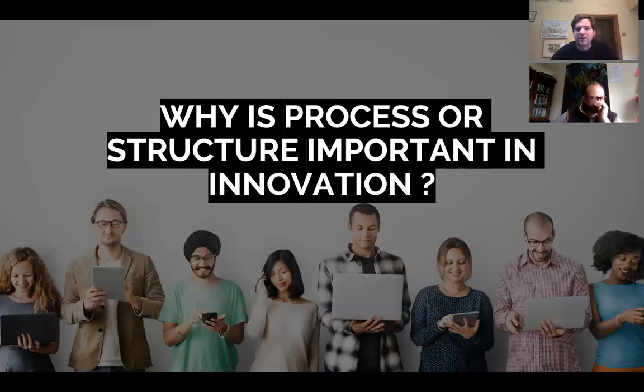So thinking of all of that, why would you say that process and structure is important in innovation? Why is that a key part of the innovation ecosystem? We've had some comments coming in already, Joe. We've got here: to give a clear set of instructions to help to be creative.